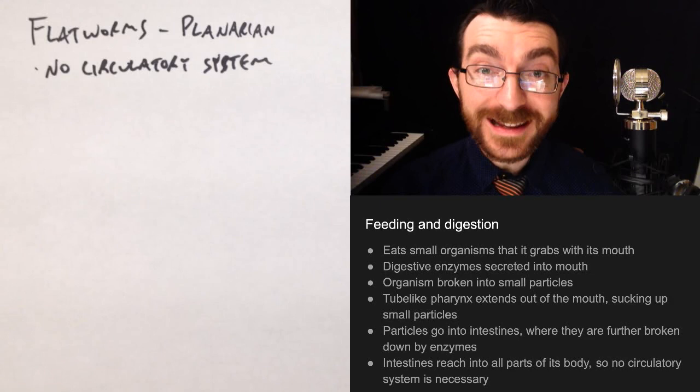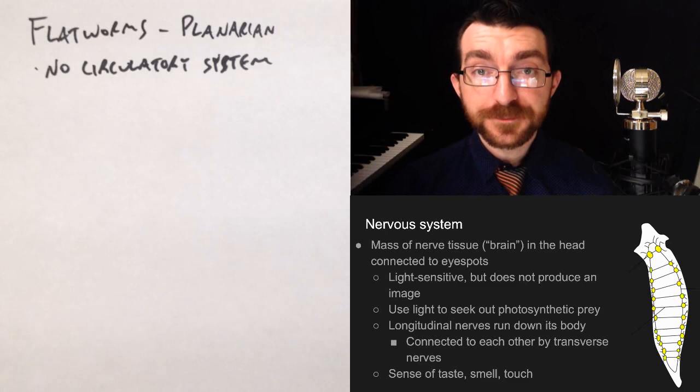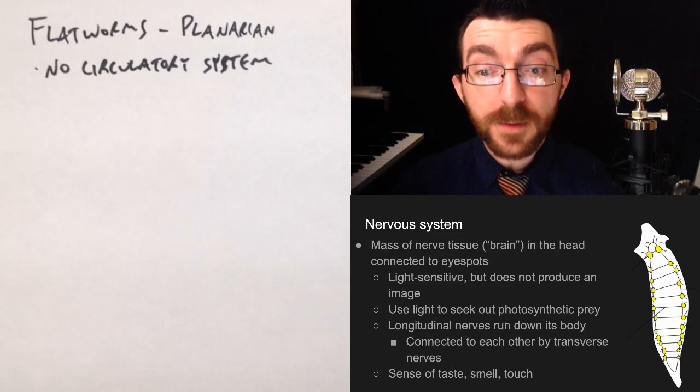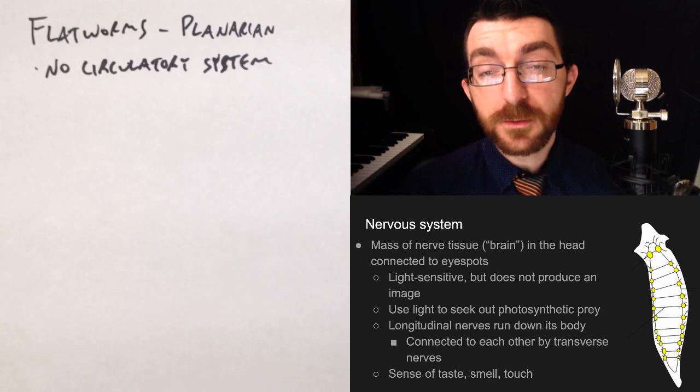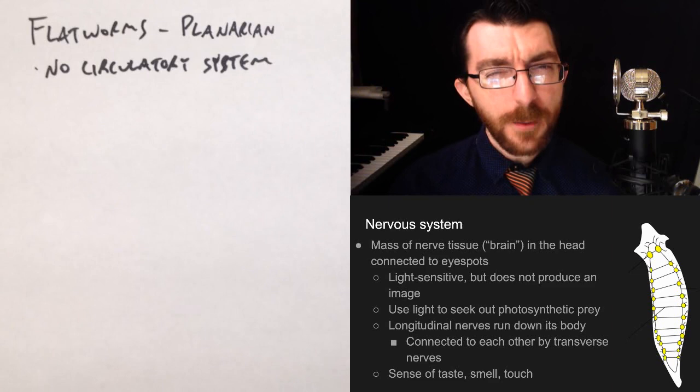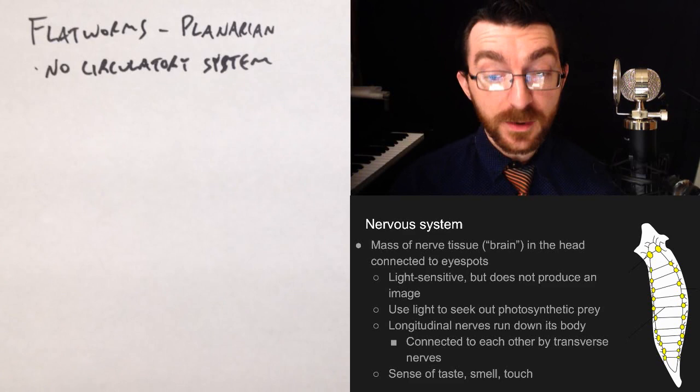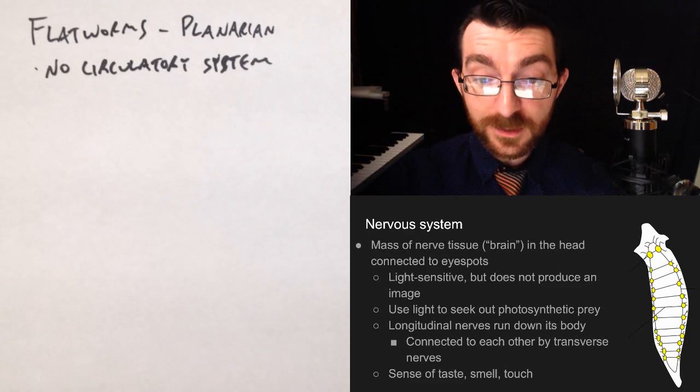Okay. How about the nervous system? So no circulatory system means no heart, but it still has something of a brain. So no heart, but still a brain. Maybe you know someone like that. They have a mass of nerve tissue. If you remember in the segmented worms, it had ganglia, which wasn't quite a brain, but a collection of nervous tissue. And that's sort of what we have here too. It's nerve tissue, brain in quotation marks, and it's connected to eye spots.